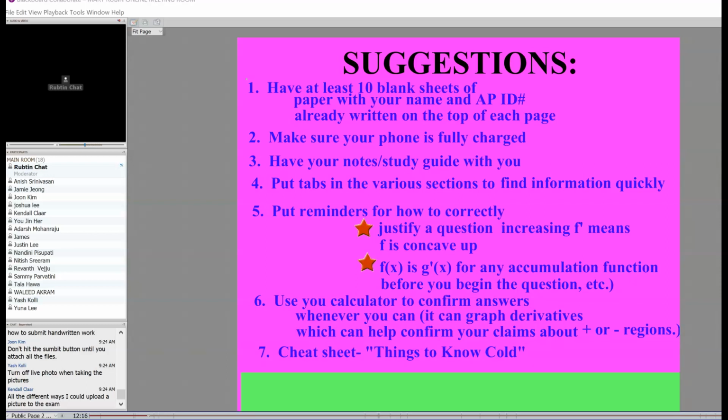Things to know cold. I was going to send them, maybe I did send them this morning. I think I might have. I don't remember if I sent them or not. I probably did, just because I'm a little neurotic that way. Things to know cold. This is something AB people got last year. It's been updated for BC.